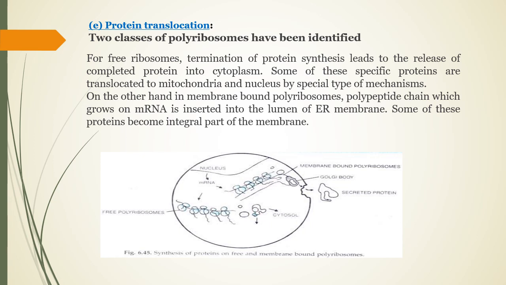Two classes of polyribosomes have been identified. For free ribosomes, termination of protein synthesis leads to release of the completed protein into the cytoplasm. On the other hand, in membrane-bound polyribosomes, the polypeptide chain grows on mRNA and is inserted into the lumen of the endoplasmic reticulum membrane.